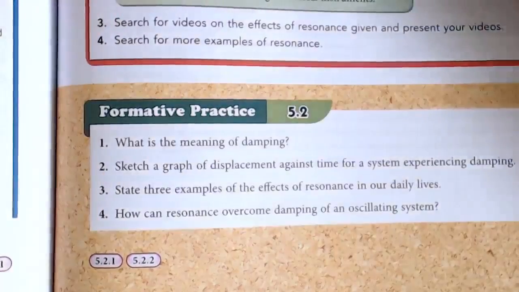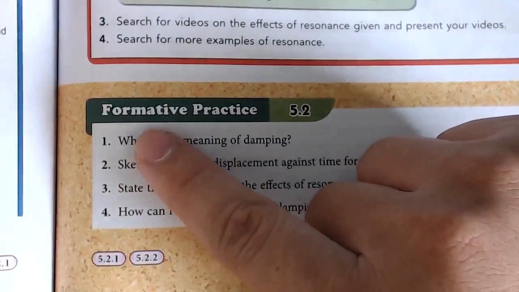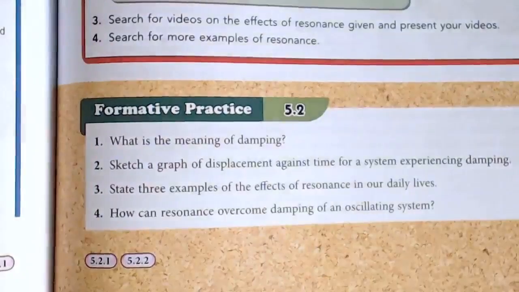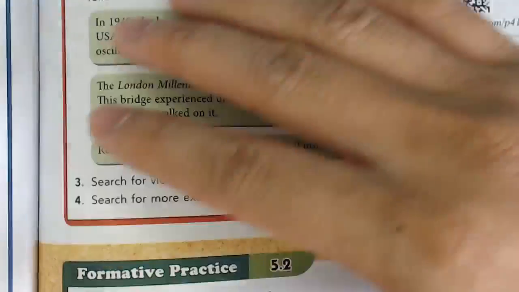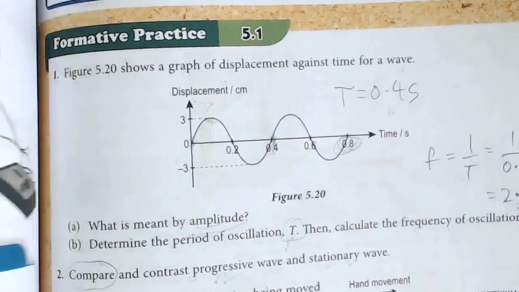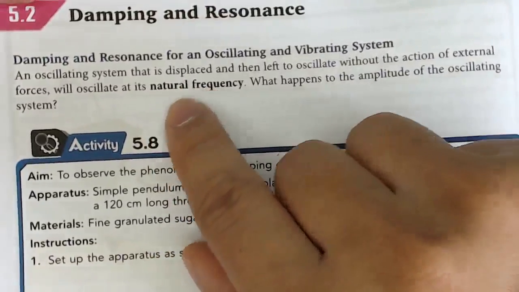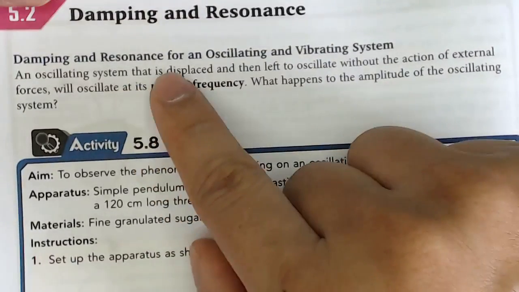Now we have come to an end. Okay, let's end this subtopic with this practice. Formative practice 5.2. Number 1, what is the meaning of damping? Remember what I told you? For all the definitions, you're supposed to collect them and write them down in some book.